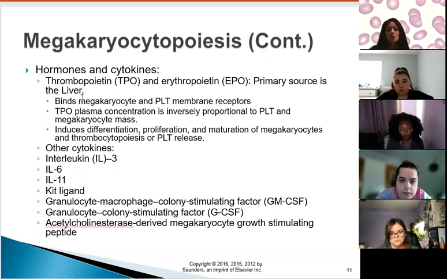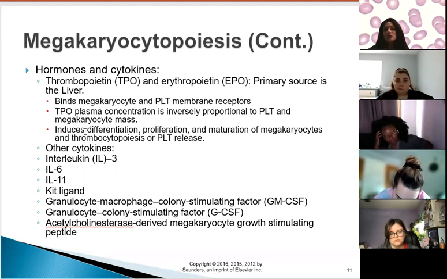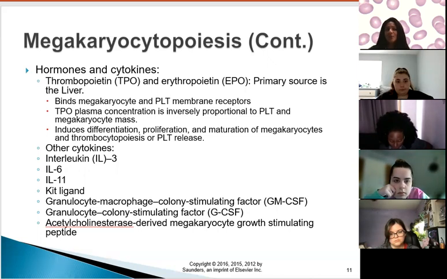Okay, so these hormones bind megakaryocyte and platelet membrane receptors. TPO plasma concentration is inversely proportional to platelets and the mass of megakaryocytes. It helps induce differentiation, proliferation, and maturation of megakaryocytes, and thrombocytopoiesis and platelet release, okay? Again, without these hormones and proteins, all of this is not happening.